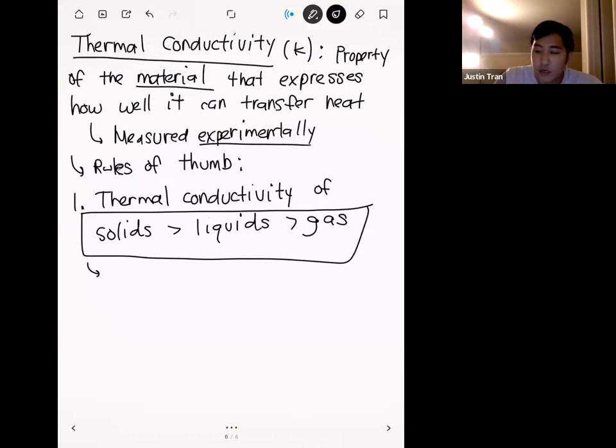Okay. Right. And the reason for this goes back to how conduction occurs in the first place, right? So remember, conduction occurs through molecular transport, right? And what do we know about the molecules in a solid versus the molecules in a liquid versus the molecules in a gas, right? And so for a solid, those molecules are packed much more tightly together, okay, in a much more uniform fashion.